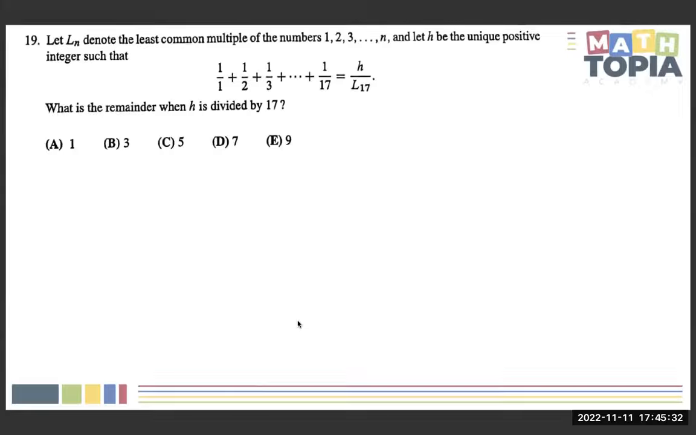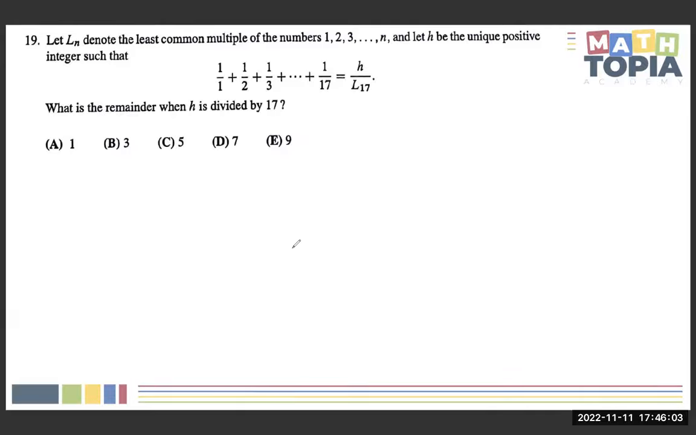Okay, now this is AMC 10A problem 19. Let Ln denote the least common multiple of the numbers from 1 to n, and let h be the unique positive integer such that 1/1 plus 1/2 plus 1/3 plus all the way up to 1/17 is equal to h over L17. What is the remainder when h is divided by 17? Okay.